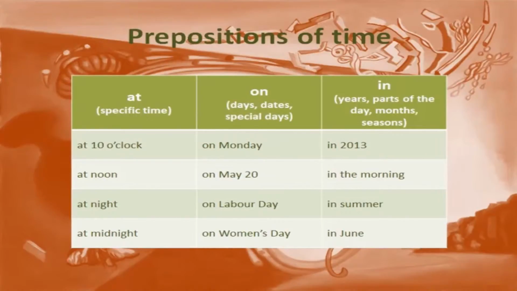After that, we moved on to explaining the prepositions of time to the students. For example, at is used when talking about specific time, on is used when talking about dates, days of the week and special days, and in is used when talking about years, parts of the day, months, and seasons.